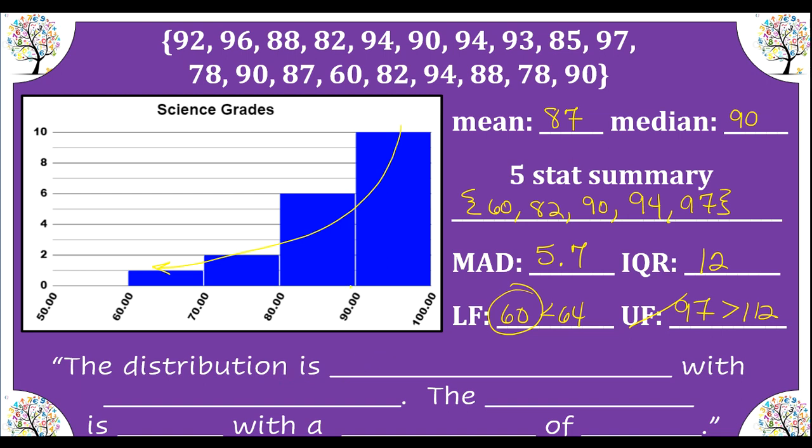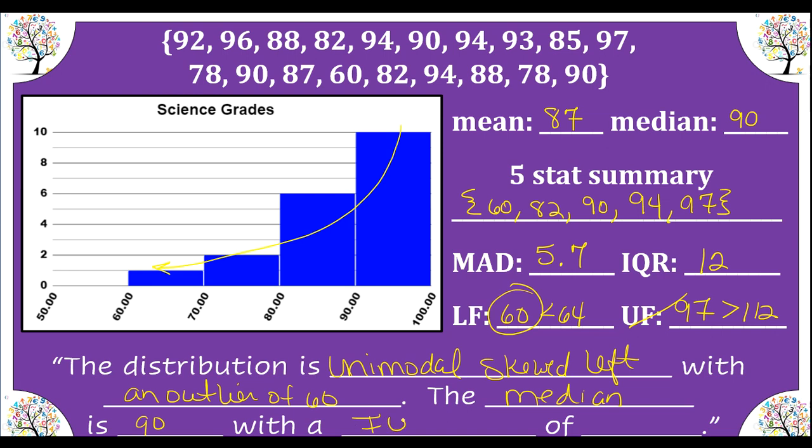So the distribution is we have one mode, unimodal, skewed left, because the tail is going left, with an outlier of 60. Since we have the outlier, the center is going to be the median. We're going to use the median. The median is 90. And then the spread we'll use the IQR, with an IQR of 12.